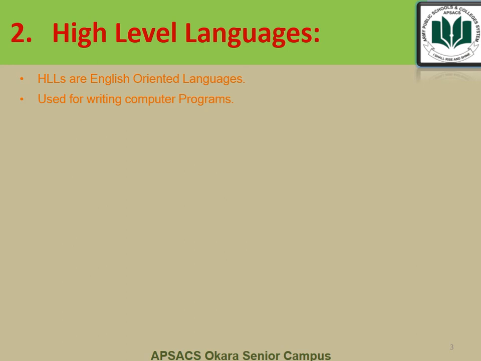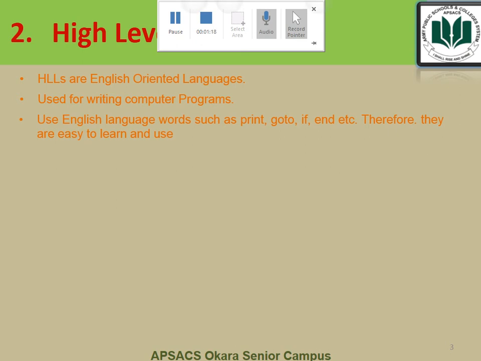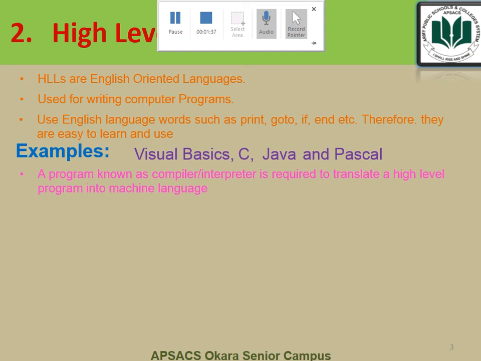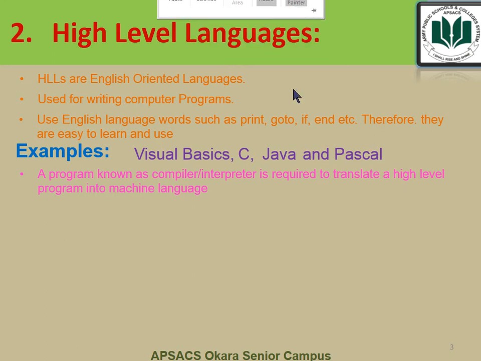High level languages are easy to understand, so they are used to write computer programs. They use English language words such as print, go to, if, etc. Therefore, they are easy to learn and use. Examples of high-level languages are Visual Basic, C, Java, and Pascal, and there are so many other examples as well, like JavaScript, like Haskell.